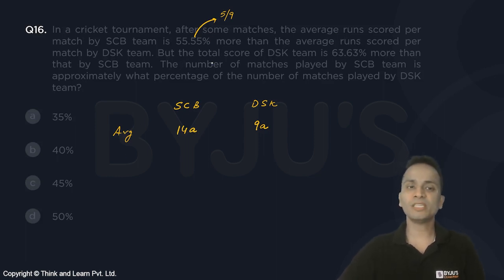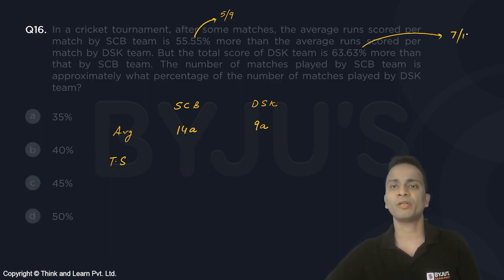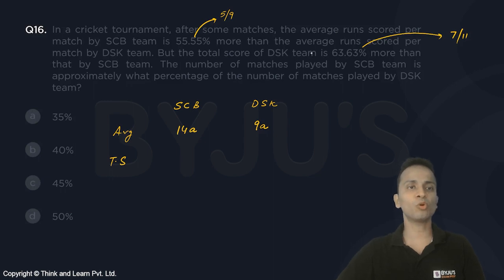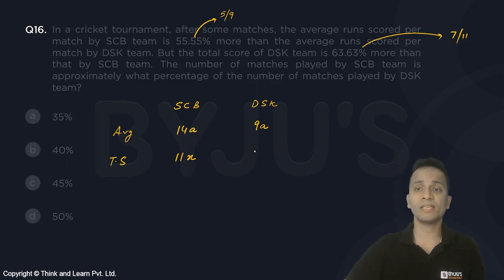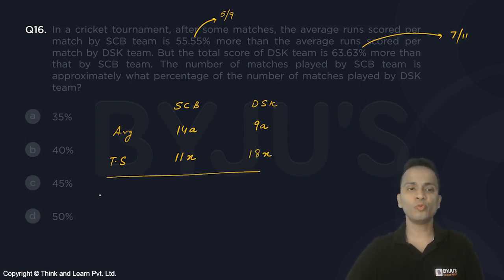Okay, now the next parameter, the total score. So total score of DSK is more than SCB by 63.63 percentage. So this percentage, like I have mentioned, is 7 upon 11. Now total score of DSK is more than that of SCB, so I'll assume SCB as 11x. Okay, so the score of DSK team will be 7 by 11 more than 11x, that means 7x more than 11x. Okay, so that will be 18x, right?